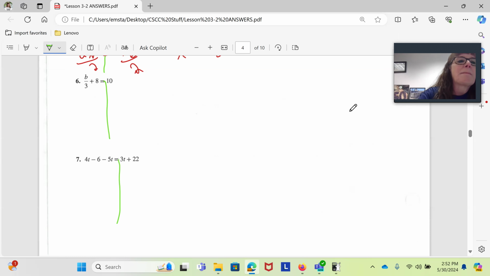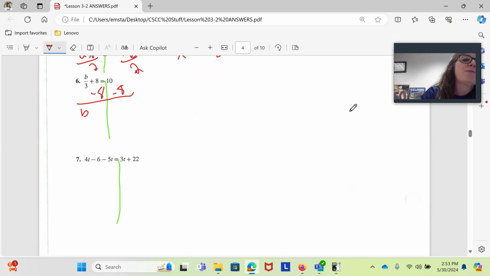Ooh, 7 looks ugly. So I have in number 6, b divided by 3 plus 8 equals 10. First thing I have to do is get rid of that plus 8. What's the opposite of adding 8? Subtracting 8 from both sides of the equal sign.